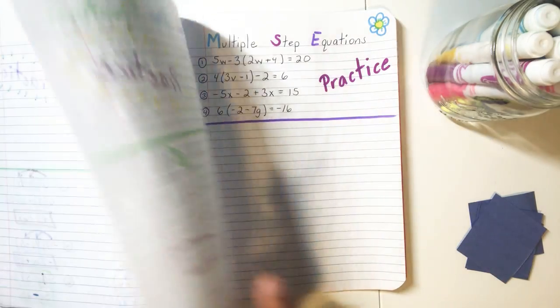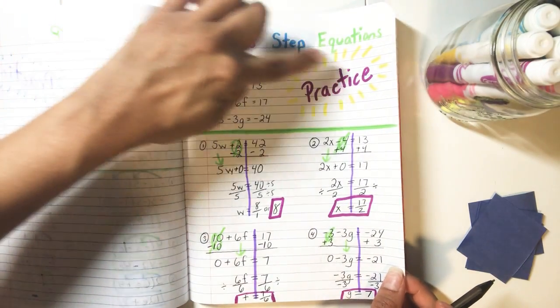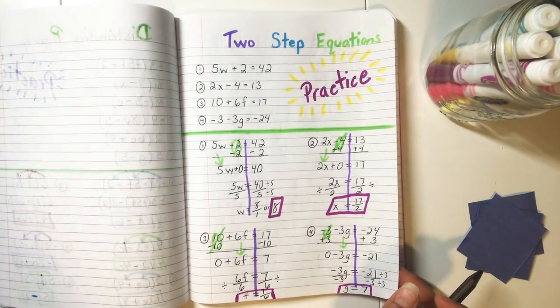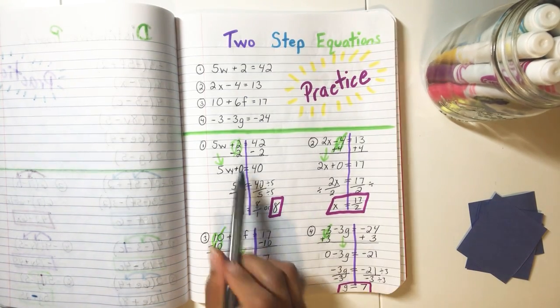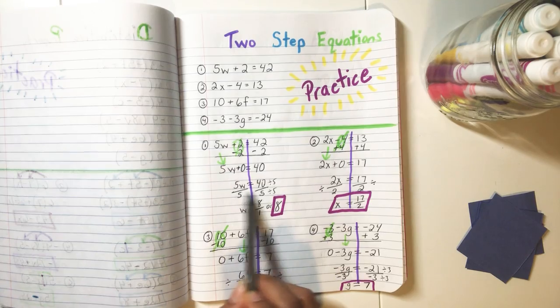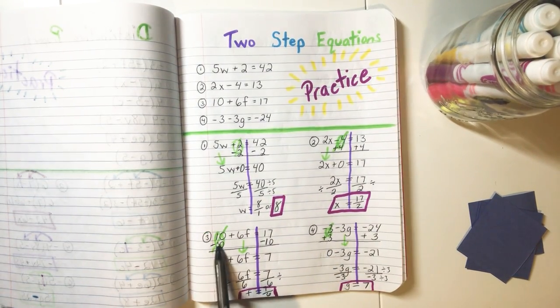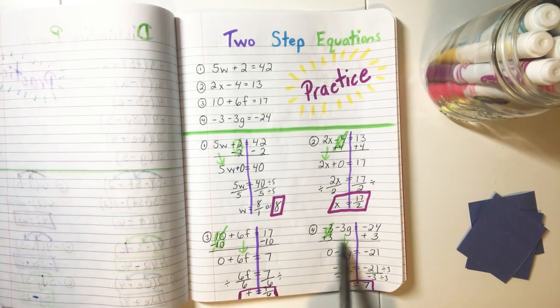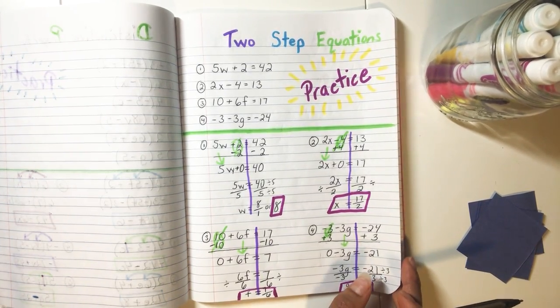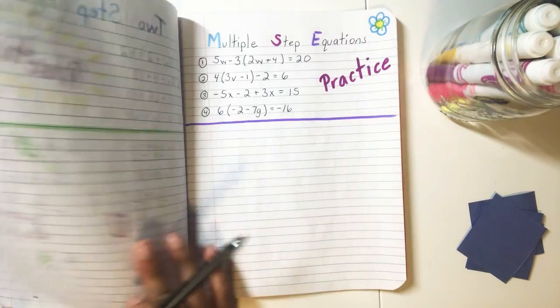We covered two-step equations earlier in the week. Our two-step equations had two steps in the equation. Here was the first step. Here was the second step. First step, second step. Two-step equations have two steps.